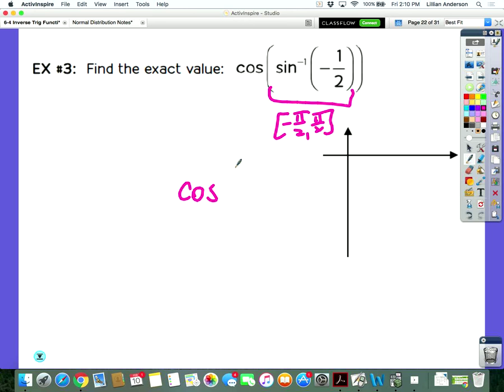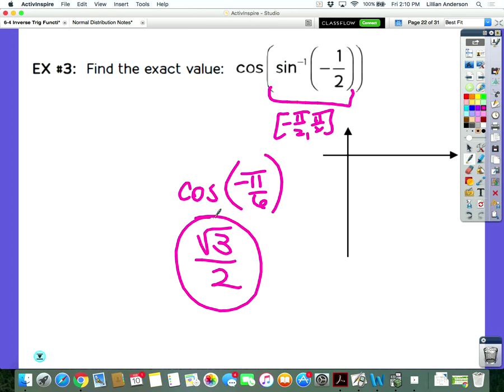So, if that is negative pi over 6, what is the cosine of that value? Root 3 over 2. No restrictions here. It was normal cosine. So basically, you just had to tell me the x value of that particular angle. It was just inverse sine, but not the inverse of cosine.